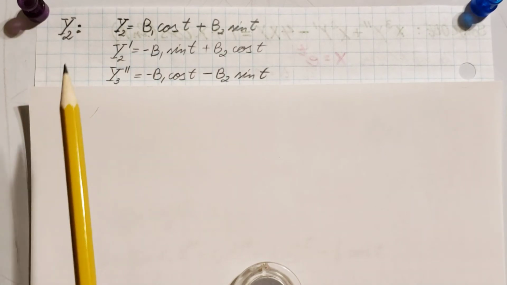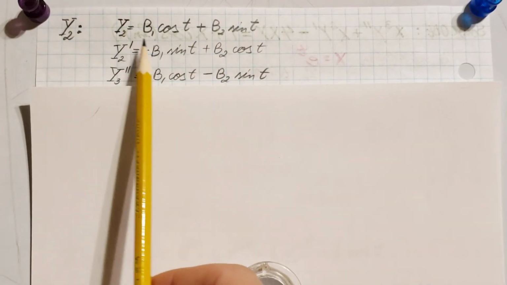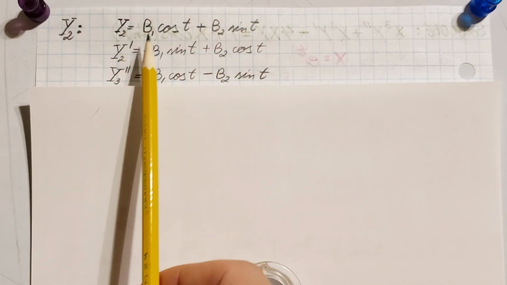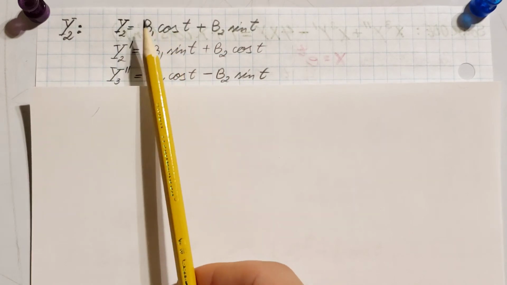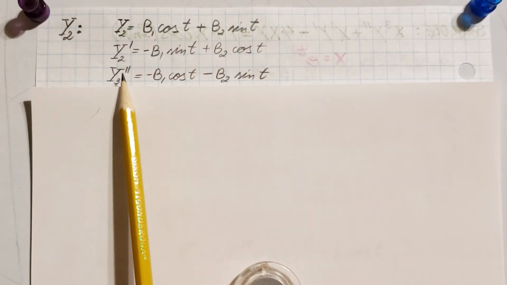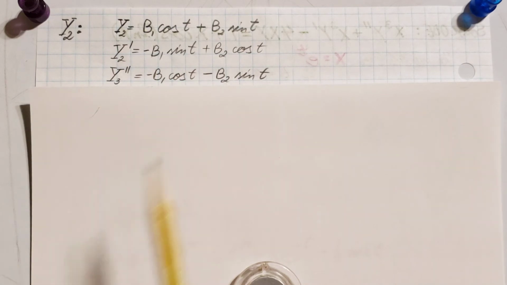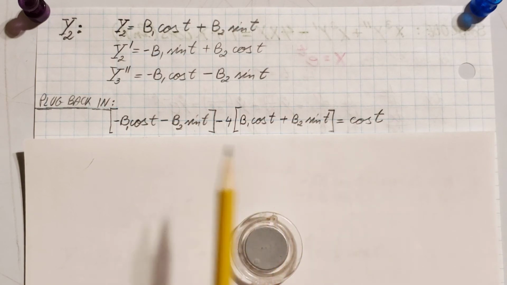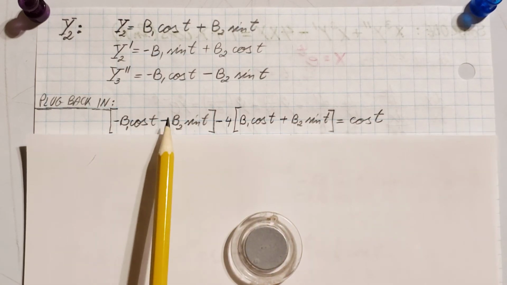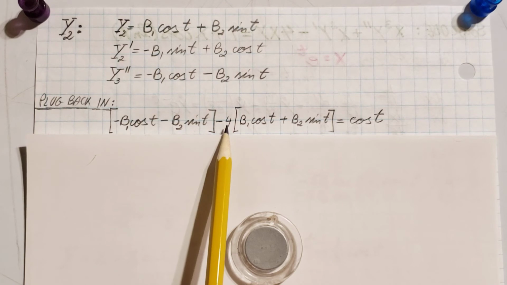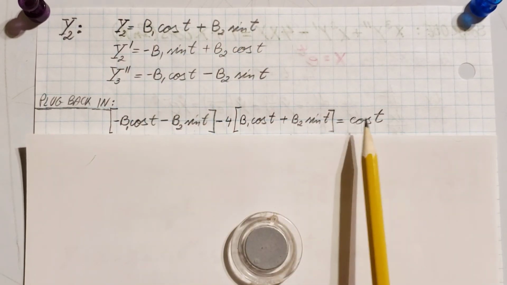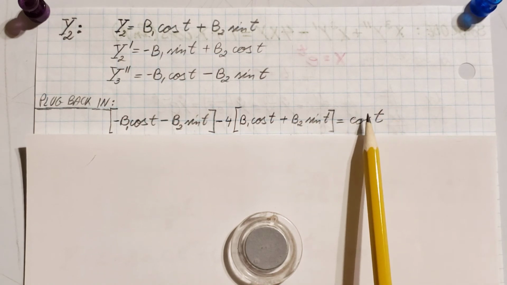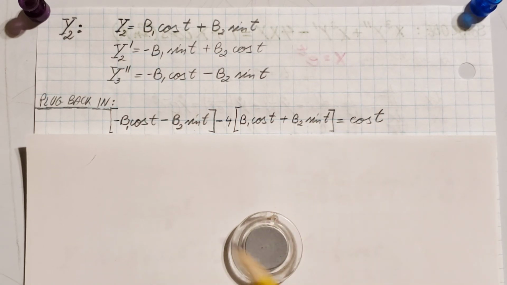Now my y2, we said we're going to guess b1 cosine t plus b2 sine t for it. Same thing, I'm going to find my first derivative and my second derivative, there they are. And now let's plug back into our ODE. Here it is: my y double prime from here, plug it in, minus 4y, which is that one, plug it in, equals only the part that we are working with right now, cosine t. Okay, let's simplify.